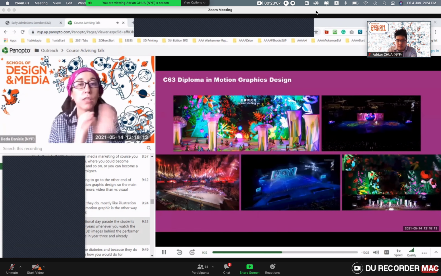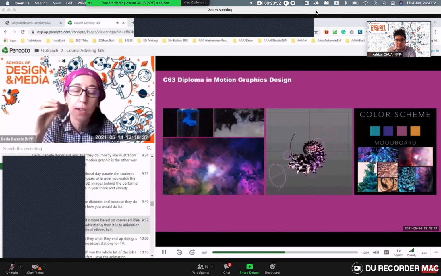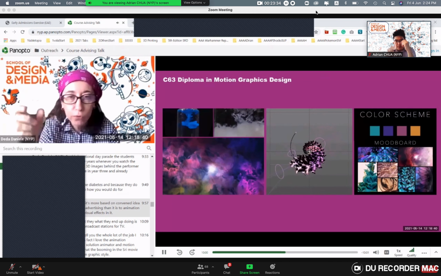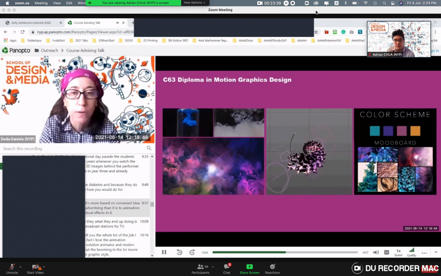So this is National Day Parade. The students have been working on this for 10 years. Whenever you watch the National Day Parade and you see pretty images behind the performer, do know that it's my kids. They are in year 3 and they're already rocking the world. It's borderline advertisement, and because they do animation, it's not storytelling like how you would do for animation per se, right? It's more based on conveying idea and stuff. So that's why it's closer to advertising than it is to animation. It's very fast paced. There's some visual effects in it.